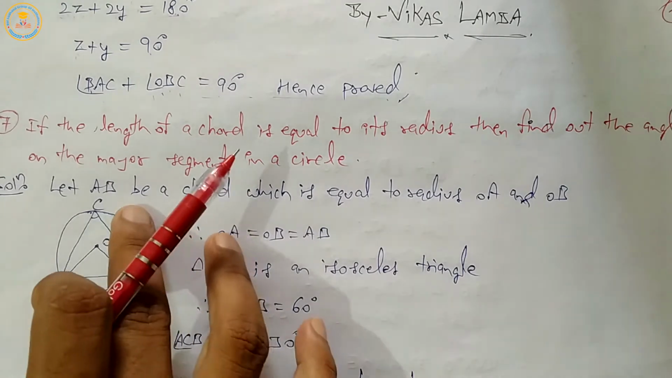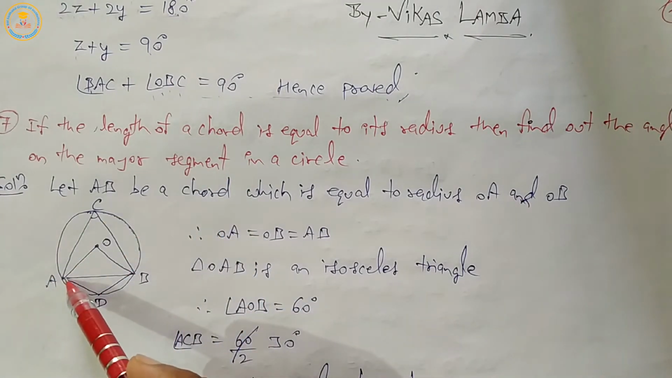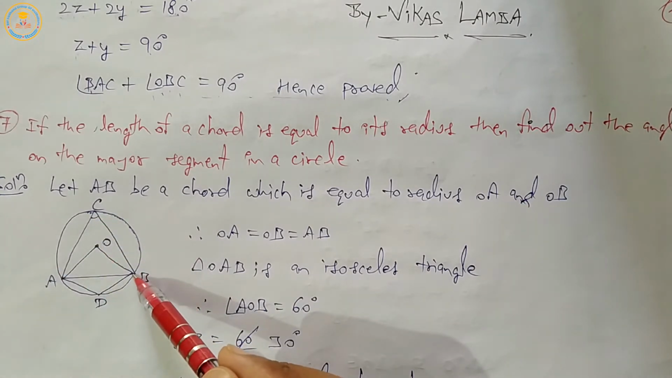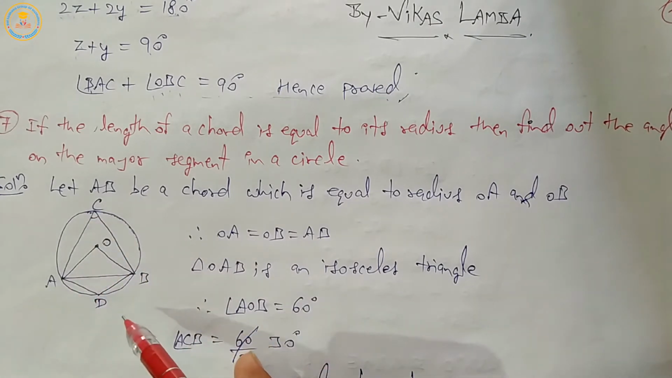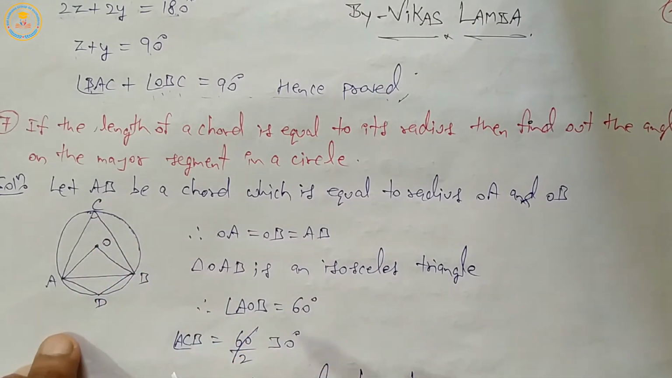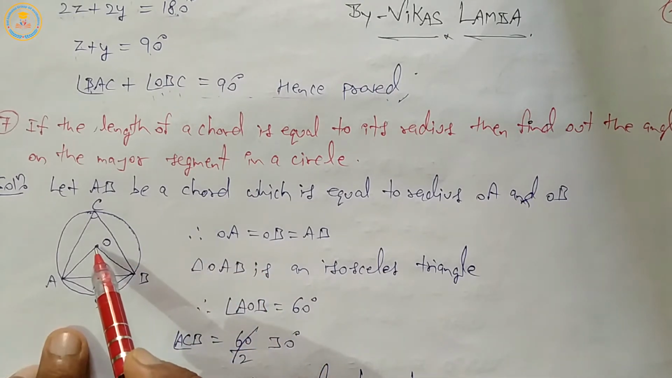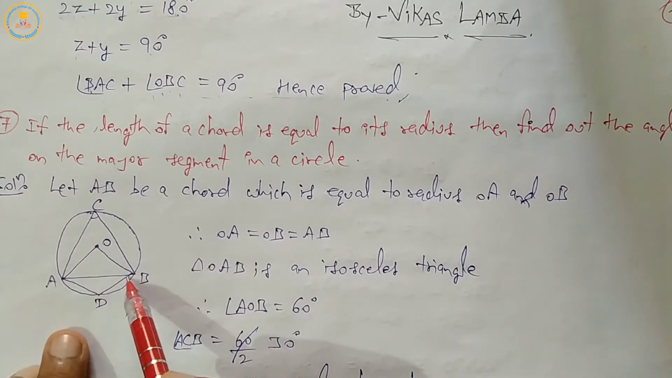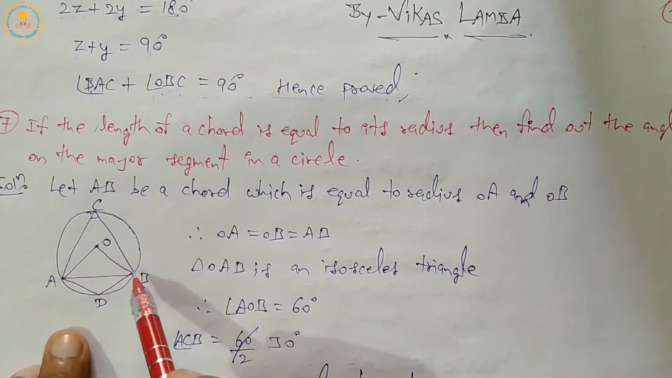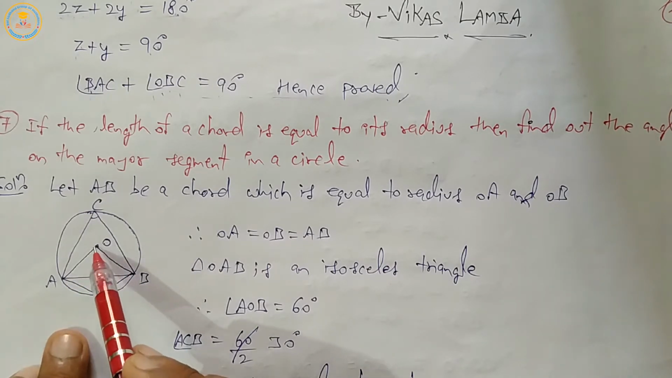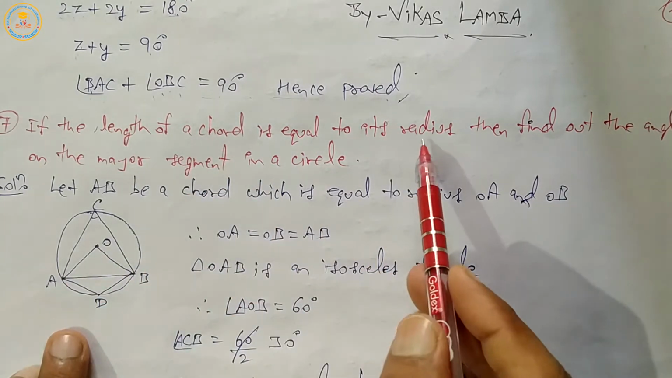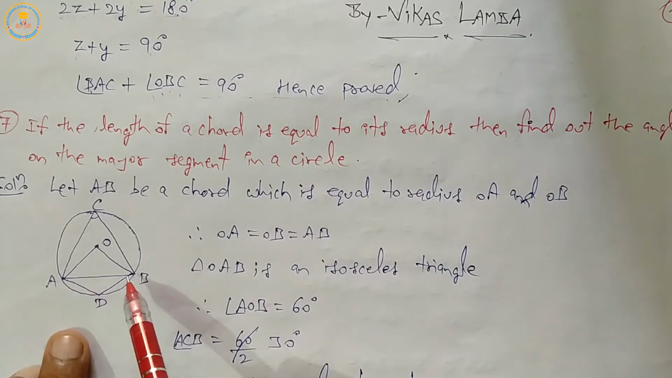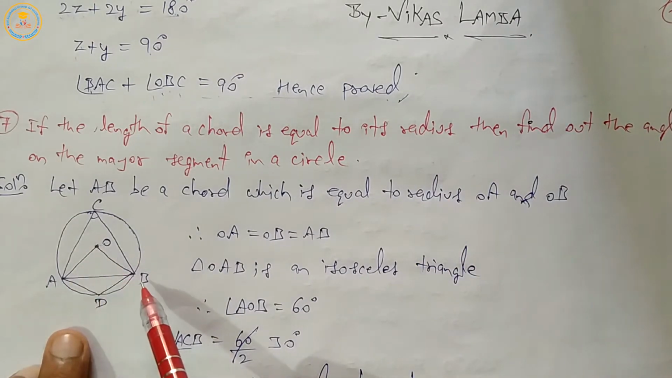First we draw a circle. AB is a chord, AC is a chord, and BC is also a chord. AB, BC, and AC are all chords. Then join OA and OB. Why OA, OB, and AB? OA is a radius, OB is a radius, and the chord is equal to its radius. Therefore, AB is also equal to OA and OB.